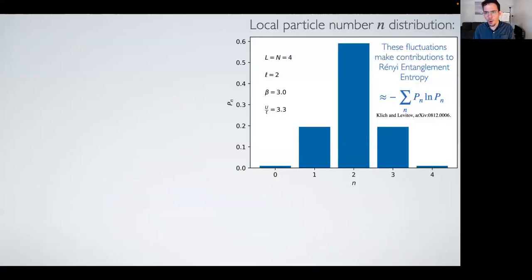There's a little caveat with this quantity, this Renyi entanglement entropy, and it is that it contains contributions due to particle number fluctuations. Specifically, it is known that the Shannon entropy, which is this expression here, of the local particle number distribution makes up this contribution. Here, by local, I just mean in the subregion A. So this is just the probabilities of measuring the different particle numbers in subregion A.